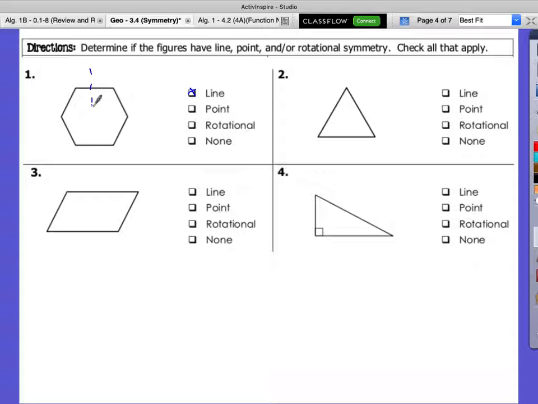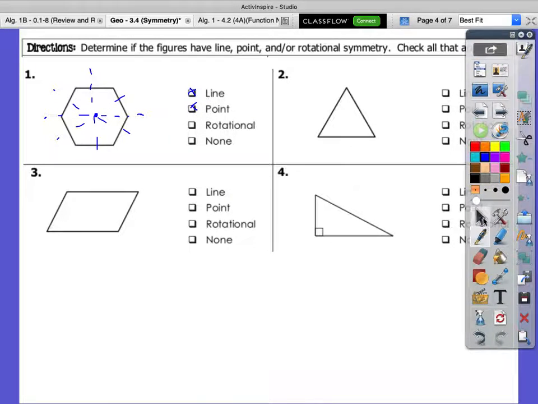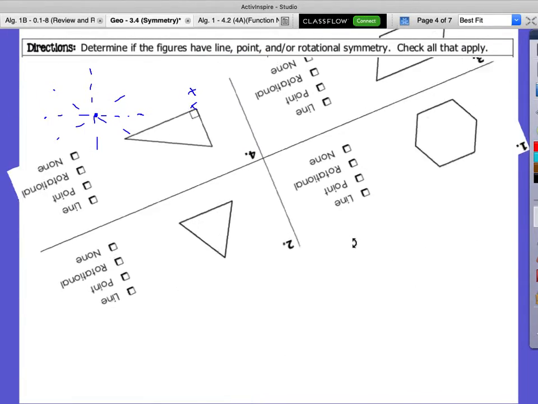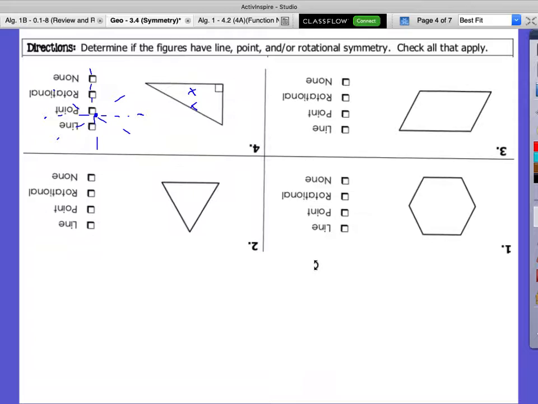So we could draw a line here. We could draw lines lots of places here. So many lines. Raise your hand if you think it has point symmetry. Flip it upside down, it's the same. Okay, it does have point symmetry. You can test this by taking your paper and flipping it upside down here. It ends up still being the same hexagon.